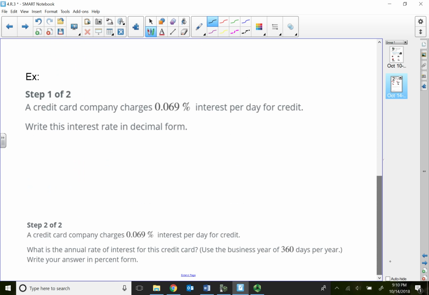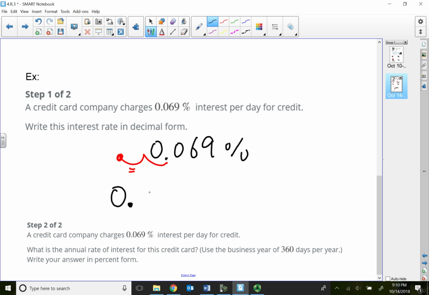All right, let's quickly go over this problem. A credit card company charged 0.069% interest per day for credit. So write this interest rate in decimal form. So if I take 0.069% and move my decimal 2 places to the left, the decimal is here now, 1 empty slot right behind the decimal place. That will tell me my answer is 0.0.